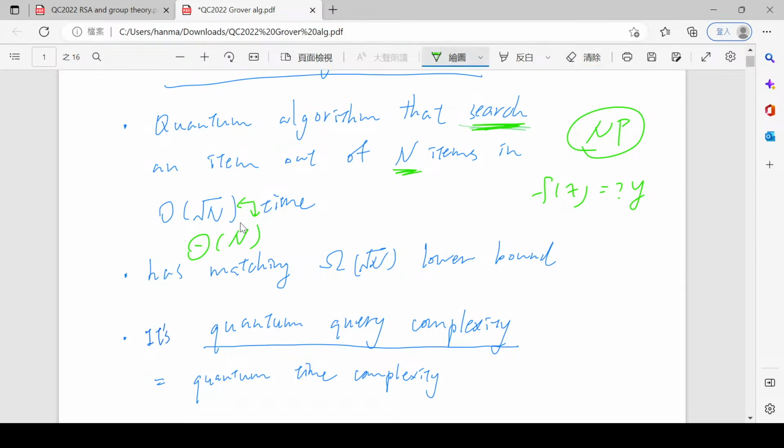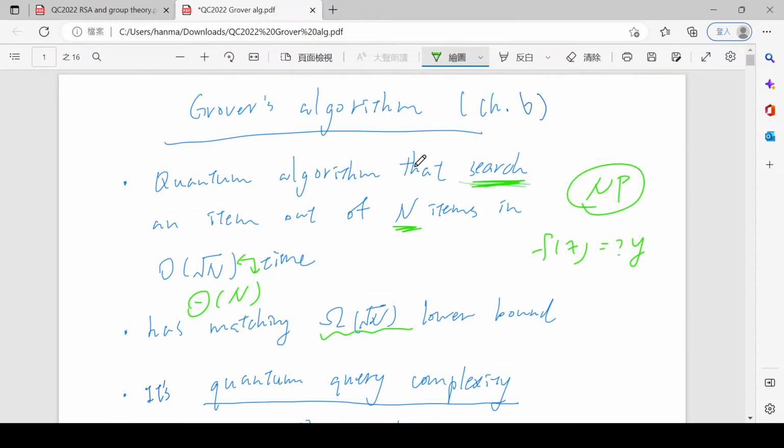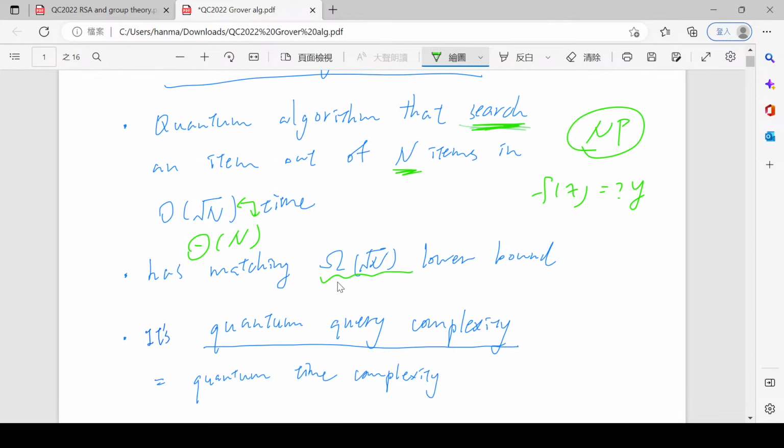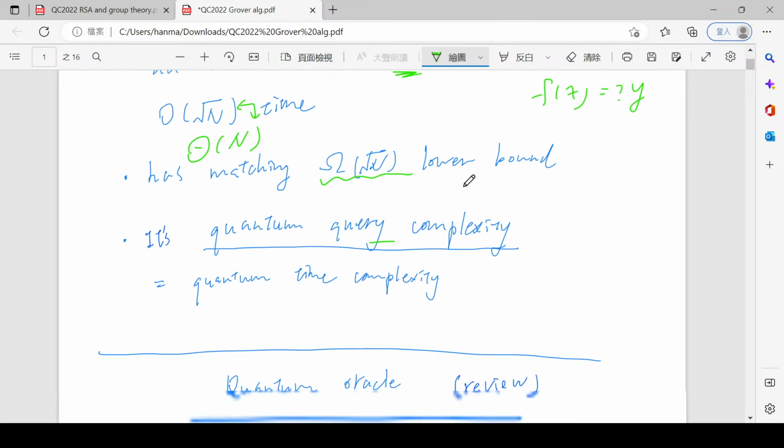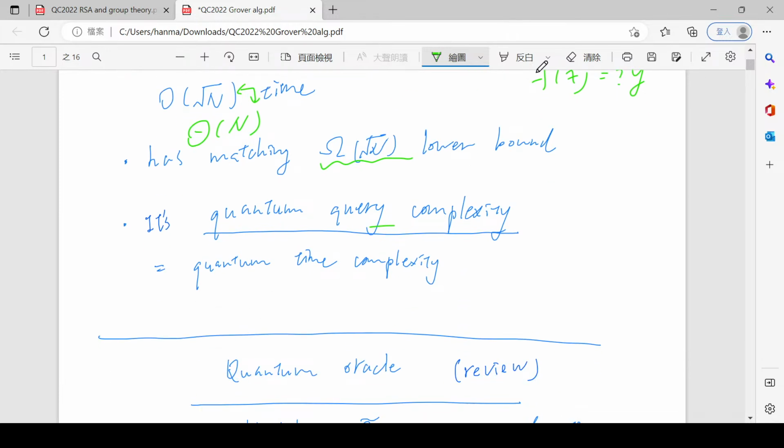Also, the theory is very complete and very robust because we have a matching lower bound. In Shor's algorithm, we didn't really have a lower bound. But for Grover's algorithm, we have this very tight theoretical lower bound. We're going to see that because we can analyze it very nicely through quantum query complexity, and its quantum query complexity is actually equal to its quantum time complexity.